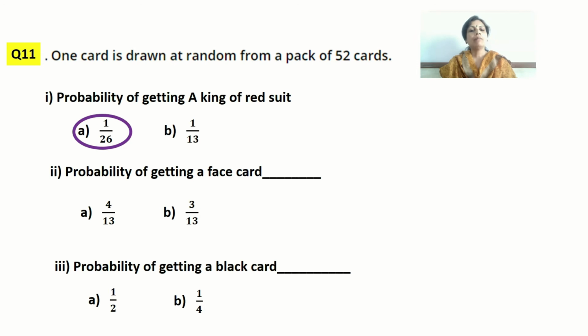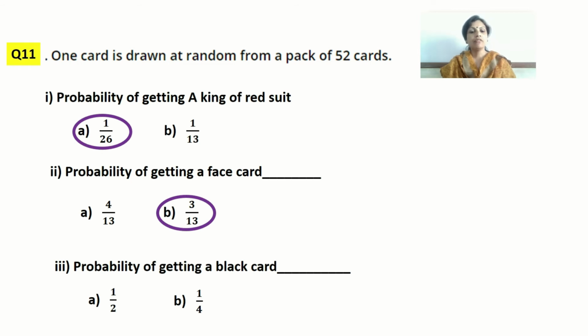Next is probability of getting a face card. Now how many face cards are there? In every suit there are 3 face cards, so total 12 face cards are there. So probability of getting a face card will be 12 upon 52, and if you reduce it to lower terms, your answer is 3 by 13. So option B is the correct option.